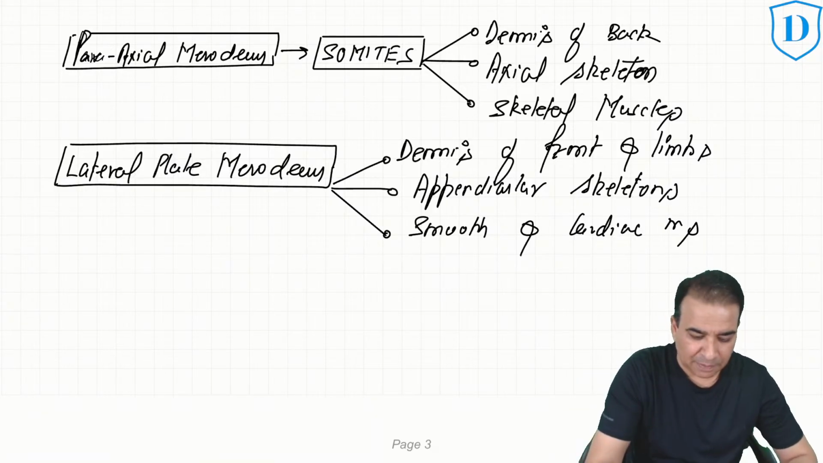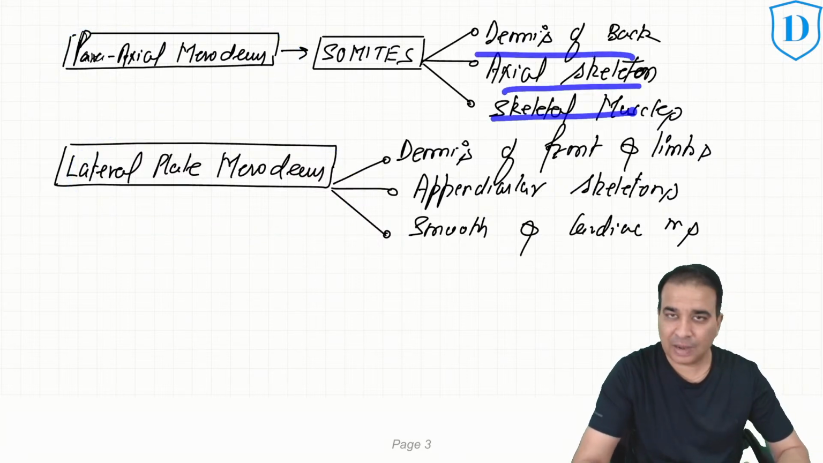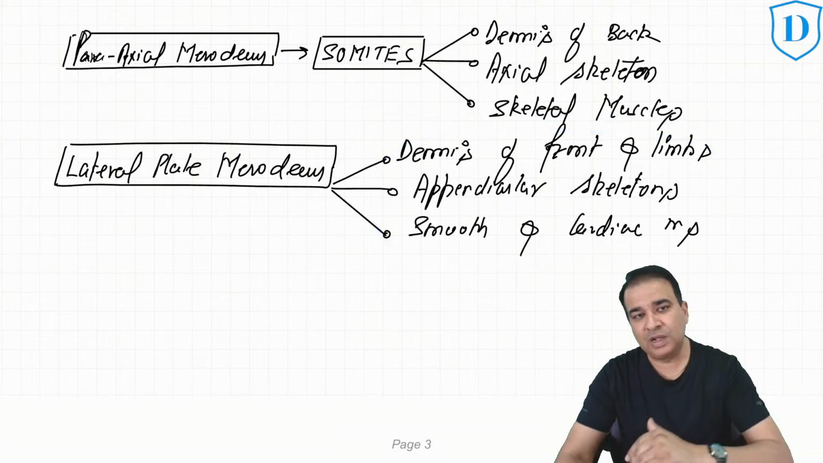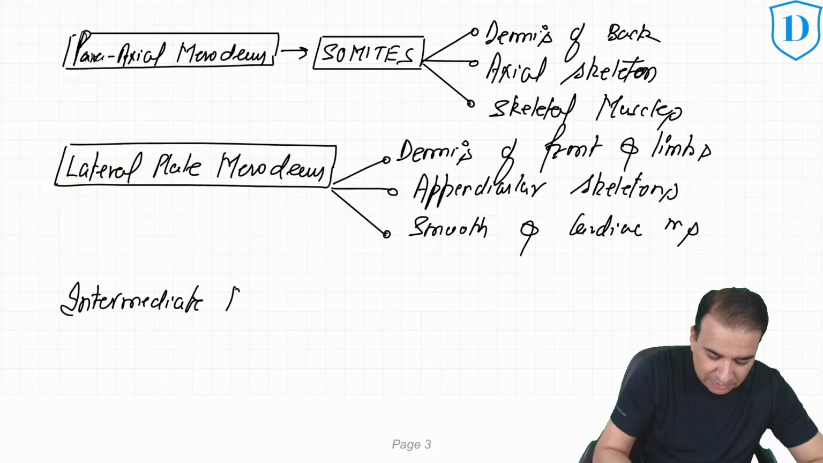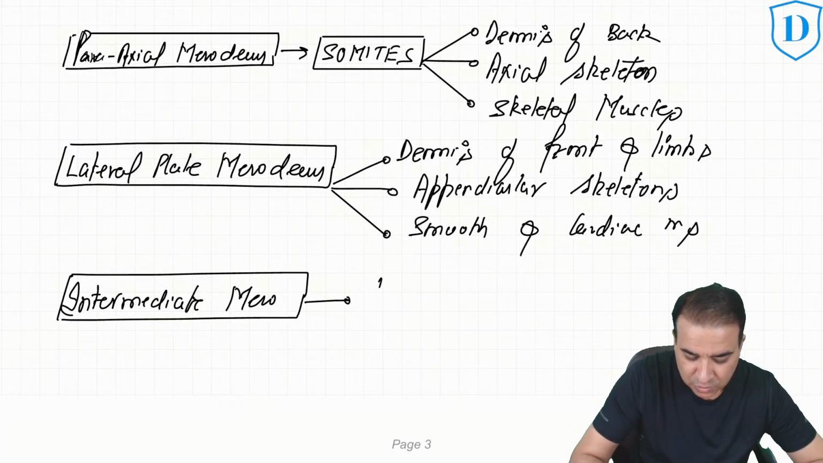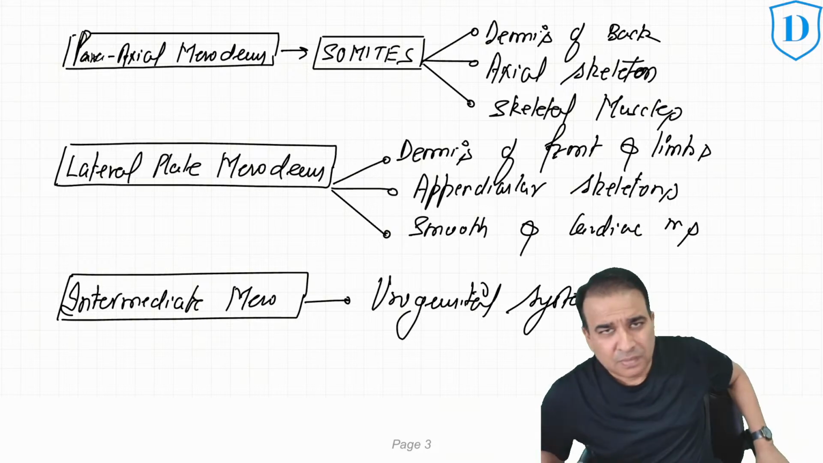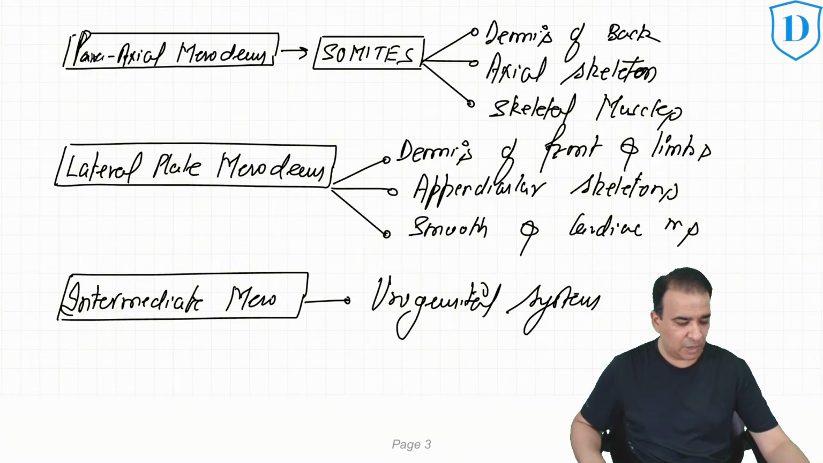Just keep it comparative. Paraxial mesoderm and lateral plate mesoderm are very comparative. If you know what is derived from paraxial mesoderm, then automatically you know what is derived from lateral plate mesoderm. Whatever is not derived from paraxial mesoderm will come from lateral plate mesoderm. So guys, what is left? Intermediate, the middle one. Intermediate mesoderm will give rise to the urogenital system. It will contribute to the formation of the urogenital system: mesonephric duct, paramesonephric duct, testis, ovary, all of it will be formed from here. Intermediate mesoderm will take care of that.